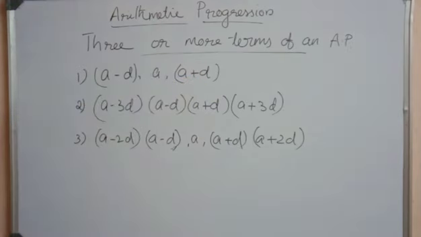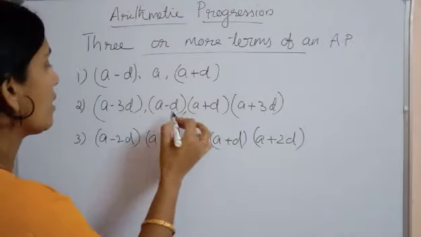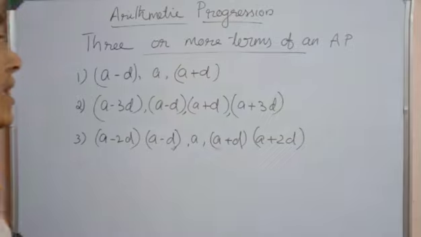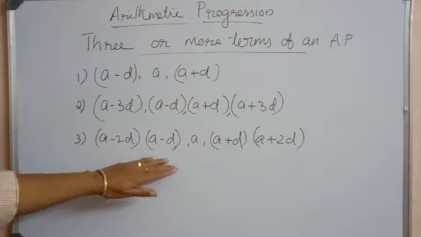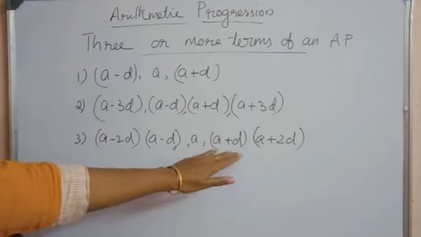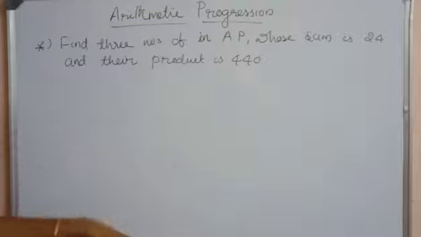And whenever 4 terms of the AP are given, we need to consider the 4 terms as A minus 3D, A minus D, A plus D and A plus 3D. When the sum of 5 terms is given, we need to consider it as A minus 2D, A minus D, A, A plus D and A plus 2D. Let's solve this sum using the previous result.